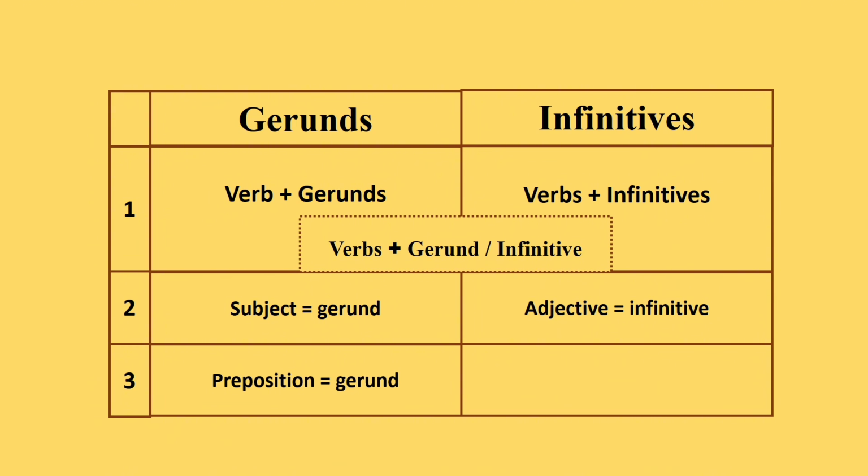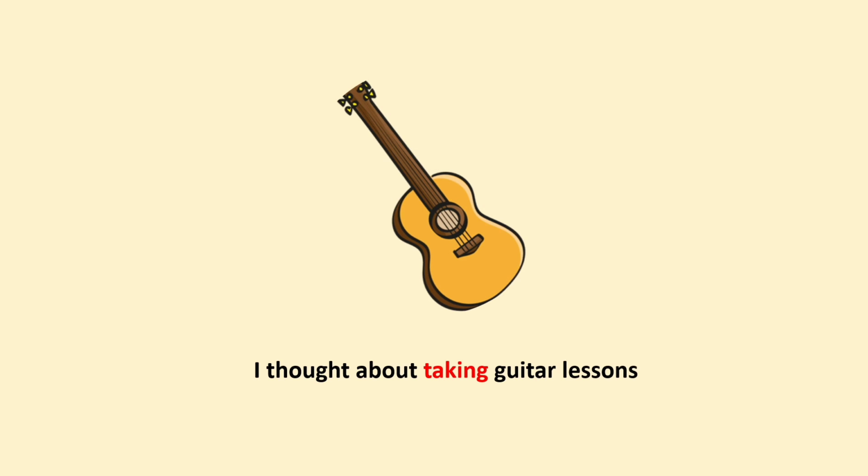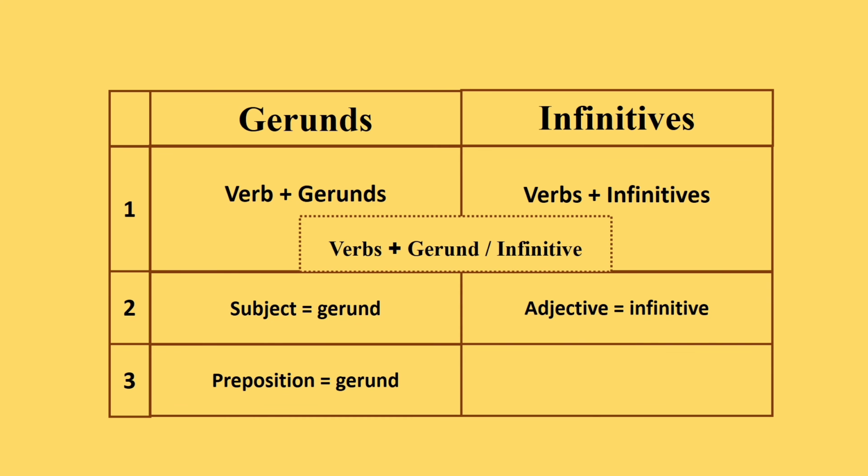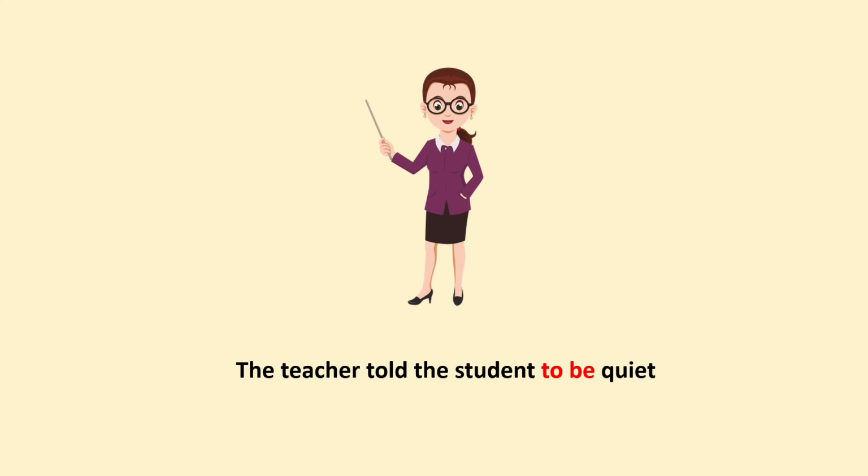After a preposition, we usually use a gerund. For example, I thought about taking guitar lessons. After a noun or a pronoun, we almost always use an infinitive. For example, the teacher told the student to be quiet.